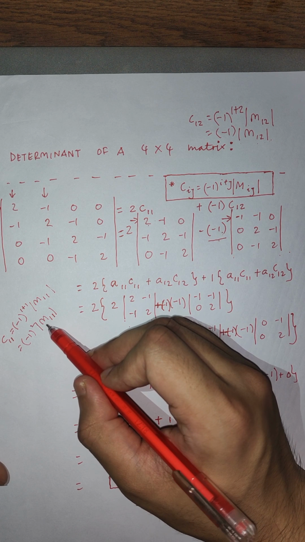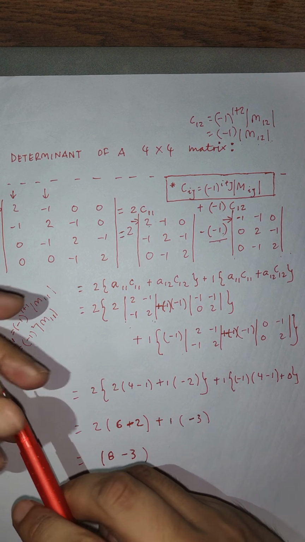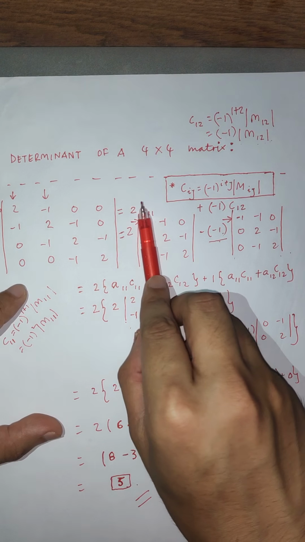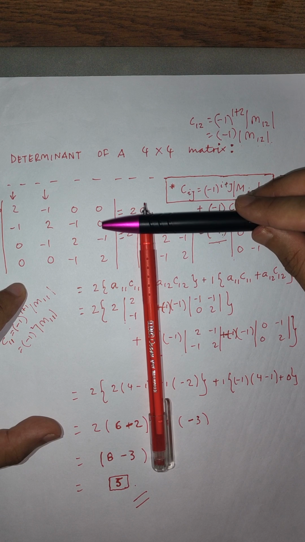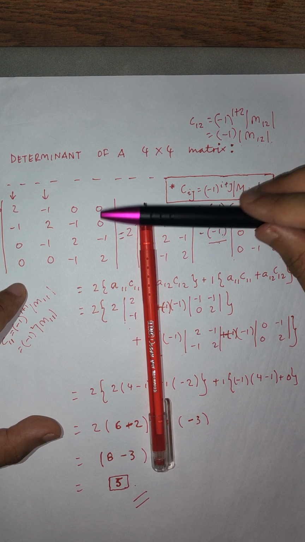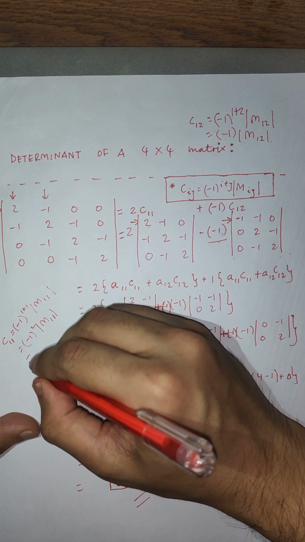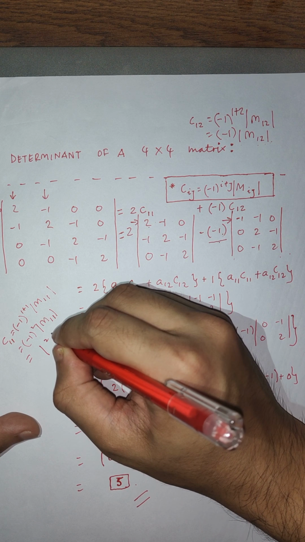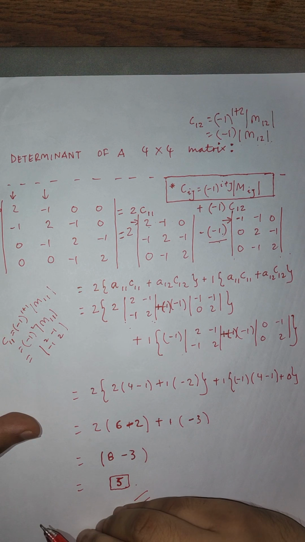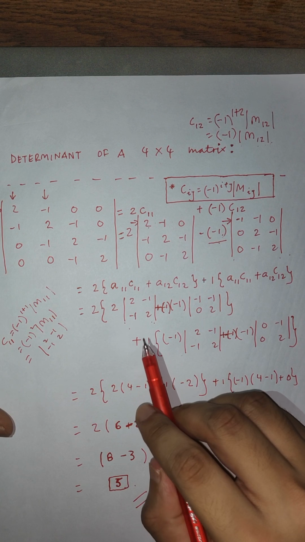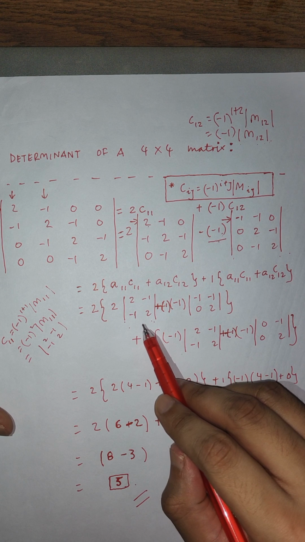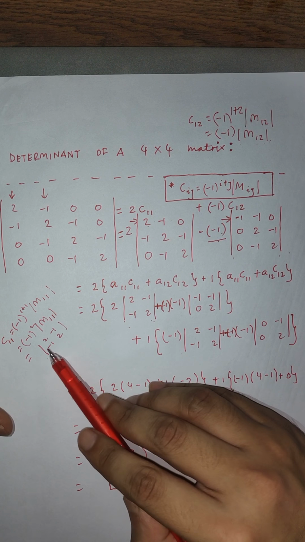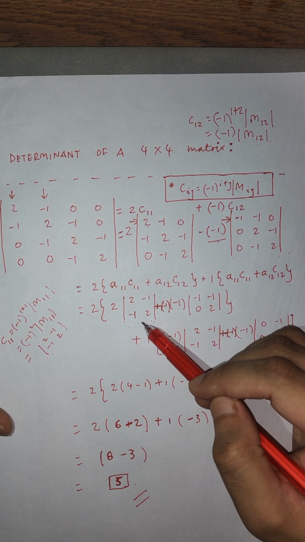The submatrix M for position 1 1 is what we noticed as we hid the column and row for that position. So 2, -1, -1, 2. Okay, so C11 is just the determinant of 2, -1, -1, 2, as you can see.